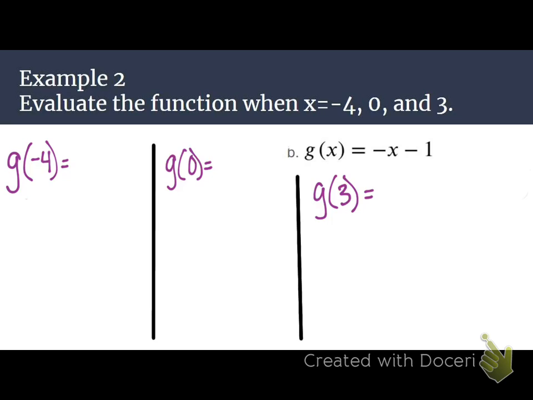This time, when we plug in a negative 4, we have to be careful because what symbol is in front of our x? A negative. So we have a negative negative 4 minus 1. What's a negative going to be? A positive. Wouldn't it be, but it would be minus 1. Yep, we're still subtracting 1. That's correct. The opposite of a negative turns it positive, and then we worry about the subtraction. So what do we get for g of negative 4? 3.